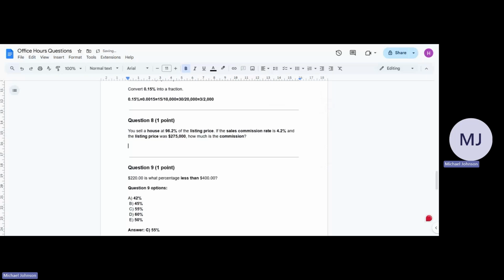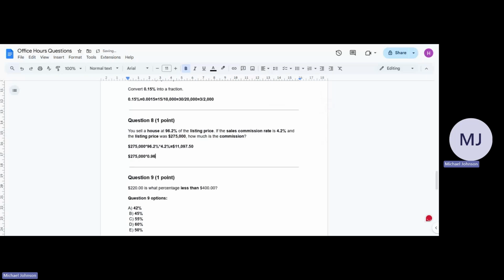So for question 8 here, you sell a house for 96.2% of the listing price, and the sales commission rate is 4.2%, and the listing price was $275,000. How much is the commission? So how to do this? We would have to just multiply everything here. So we would take the $275,000 times 96.2% times 4.2%, and then we'd be getting 11,097.50.